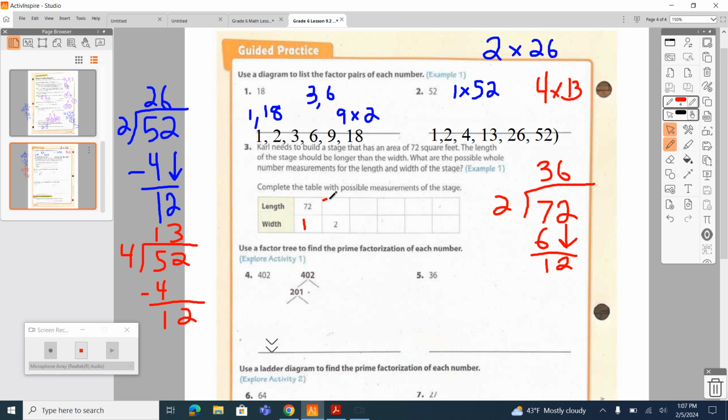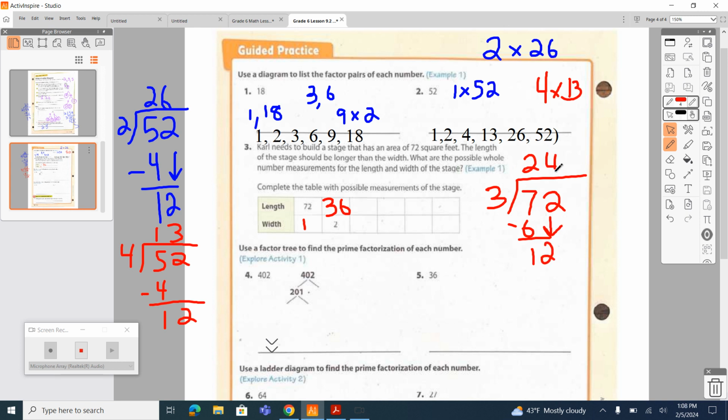72 is divisible by 3 because 7 plus 2 is 9. 9 is divisible by 3, so we could do 72 divided by 3. 3 goes into 7 2 times. 2 times 3 is 6. Subtract 1, bring down the 2. Okay, so we got 24 and 3.